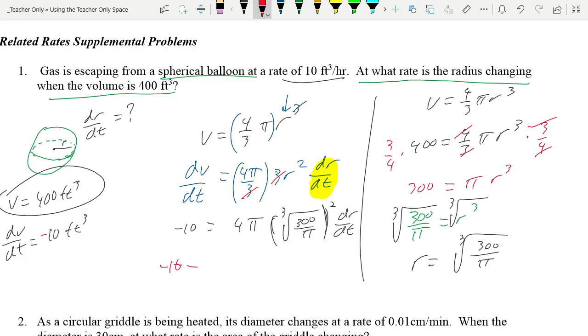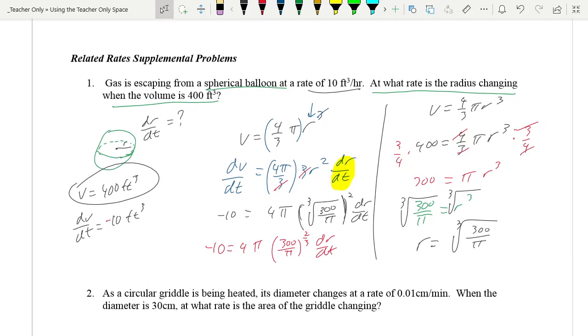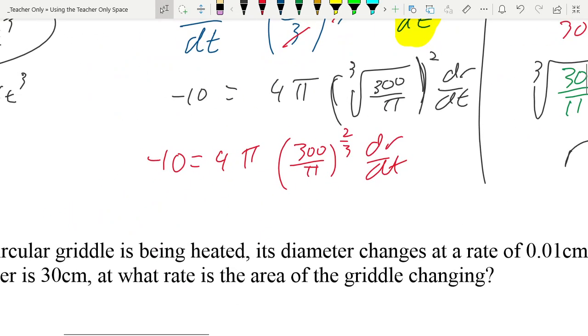And as far as the cubed root goes, we could always rewrite that as a 1/3 power, right? So if this is more comfortable for you, we just say, okay, this is 4 pi times 300 over pi raised to the 1/3 squared, and now a power to a power, we multiply, so 1/3 times 2. So really, this just simplifies out to be 2/3 dr/dt. And notice this problem does not ask us to round, so therefore the assumption is answers are to be exact. So it's going to be pretty ugly.